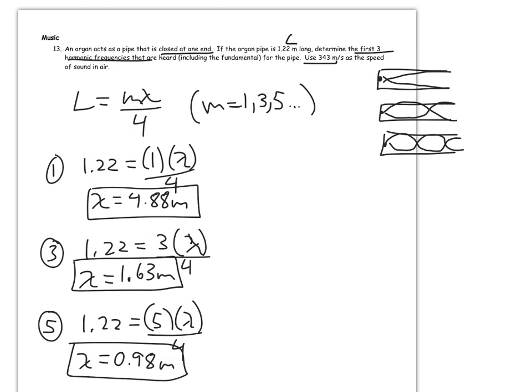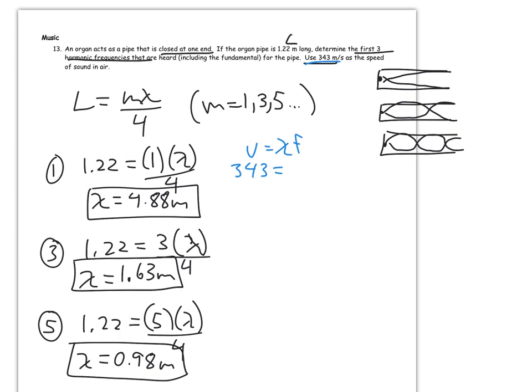So now that we have all the wavelengths, we can calculate our frequency by just using the equation velocity equals wavelength times frequency. We know that the speed here is going to be 343, so any wave that's moving through the air is going to be moving at that speed, unless it's noted otherwise. We've talked about how it does change with humidity, temperature, etc. But here it does specify to use 343.